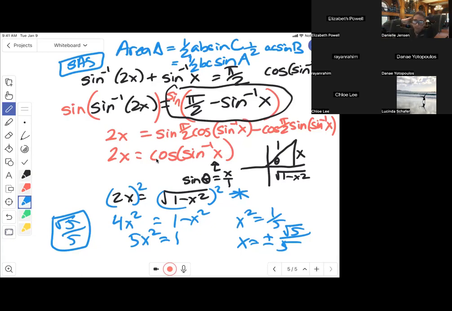Bearing and the application problems and the area problems use degrees, whereas some of the others, like solving equations, you're going to be in radians.